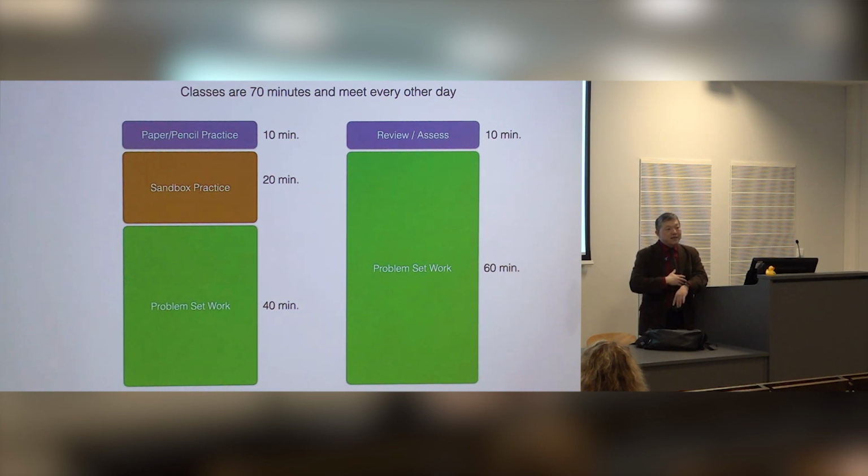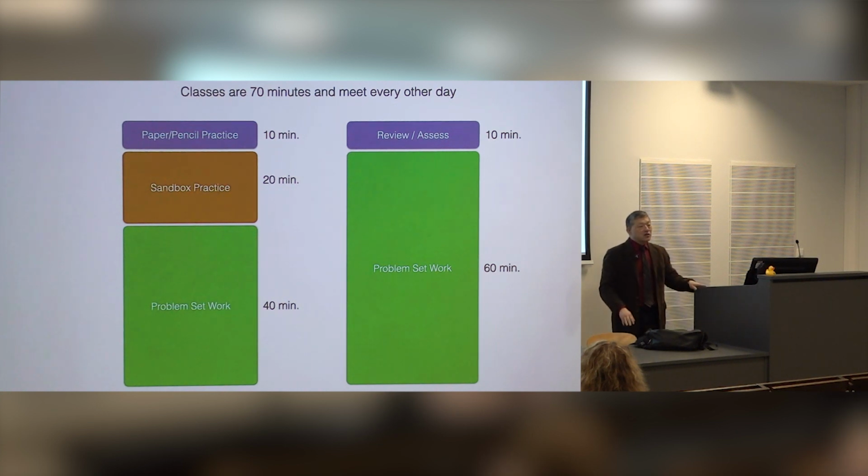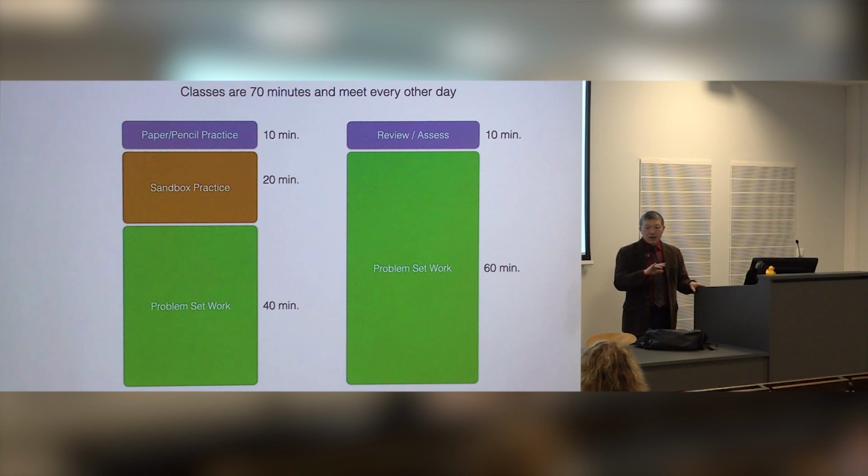Or we'll bring something back from the previous class and say, do you remember what this is? In your own words, explain what this code is doing. And that takes about 10 minutes. And then in about 20 minutes, we might spend working in what's called the sandbox. And the sandbox is an area where students can write code, and they can immediately compile their code and see how it works. And so we'll give kids hands-on experience in doing some different things that we're going to ask them to do in the problem set work.